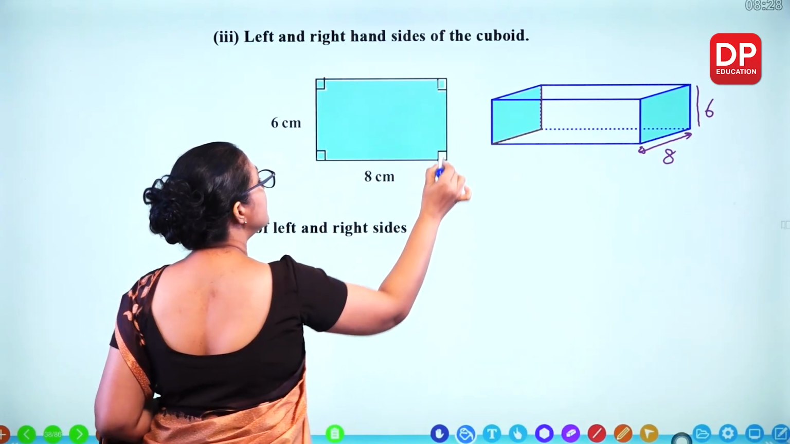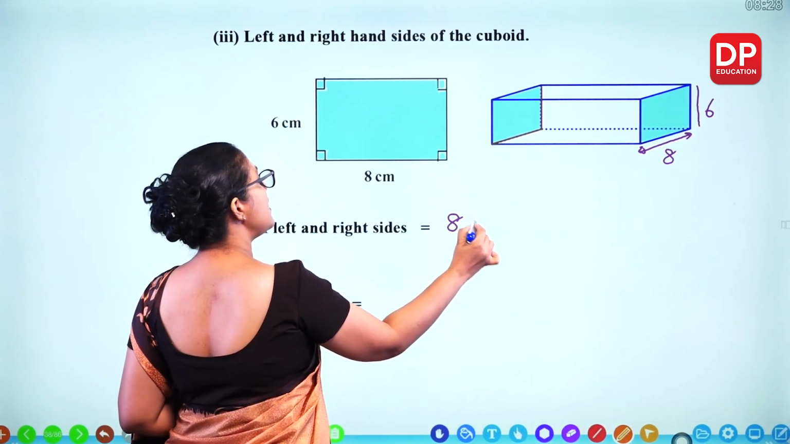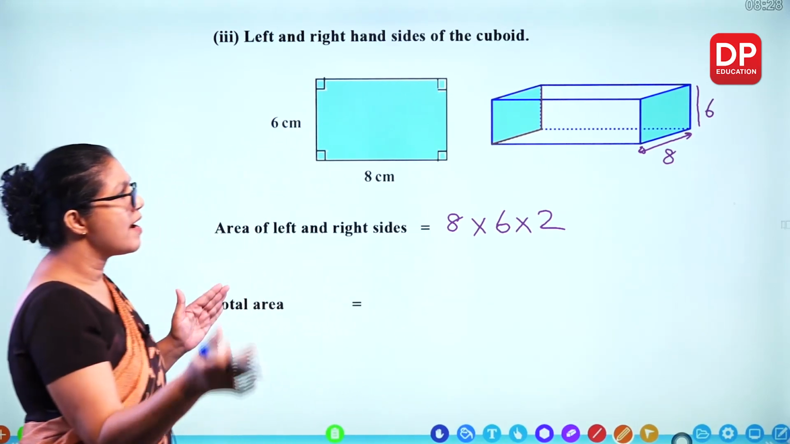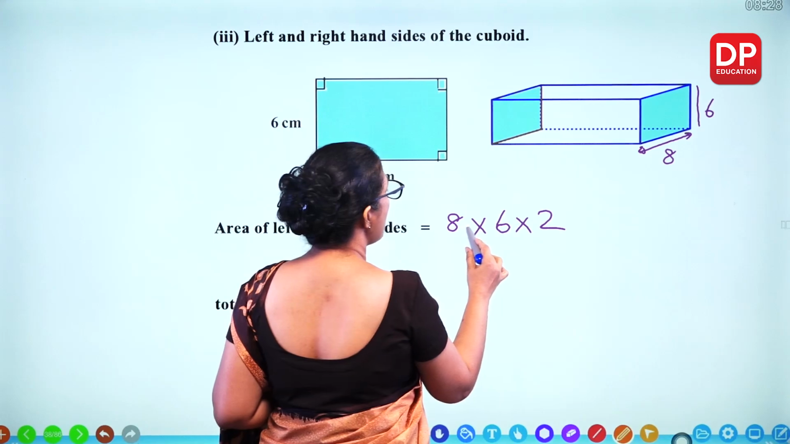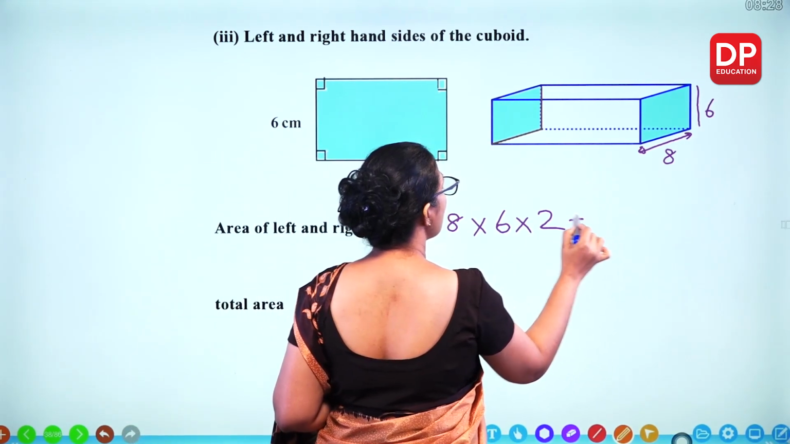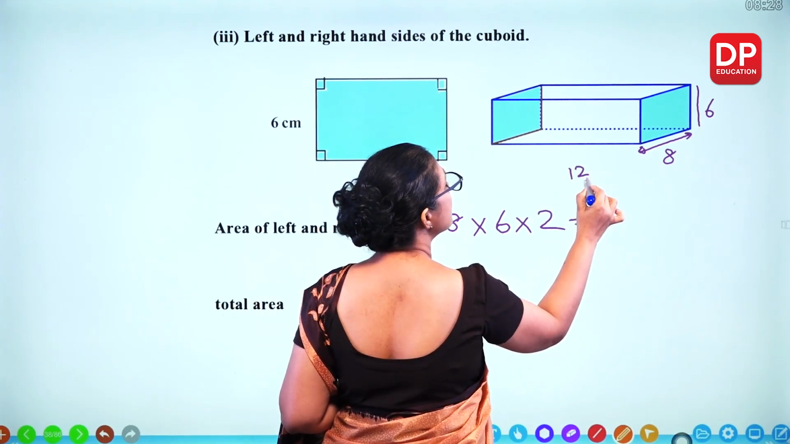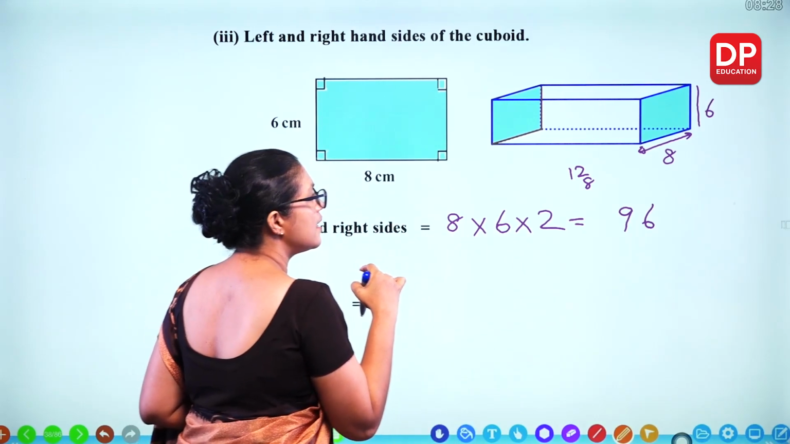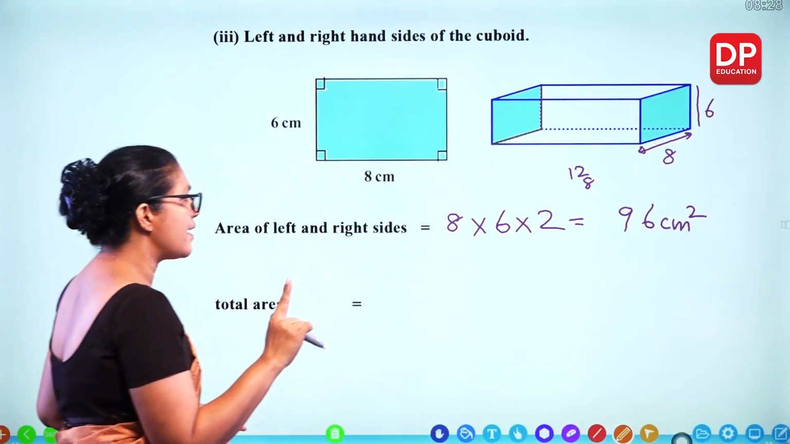So what's the area? One area is length 8 into 6, and multiply by 2 because you get the same area on the right hand side and left hand side. So 8 times 2, 16, or you can do 6 times 2, 12, 12 times 8, 96 square centimeters.